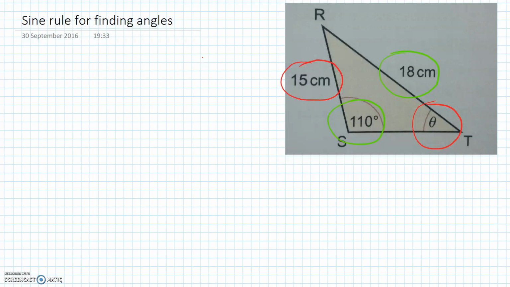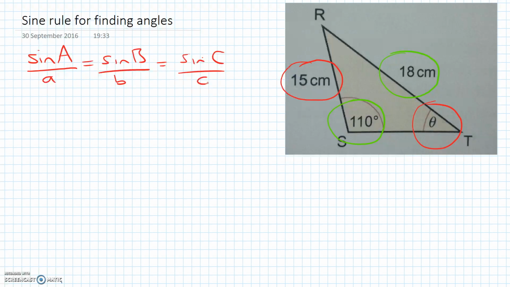So we already have two pairs. We now need to write out our sine rule. And this time, because we're finding angles, we're going to write that rule in the form of sine of A divided by length A is equal to the sine of angle B divided by length B, which is equal to the sine of angle C divided by length C. Now that's the full relationship, but we're only going to need to use two of those. Now it really doesn't matter which angles we put where, as long as we're careful to make sure that we put pairs of angles and sides together.